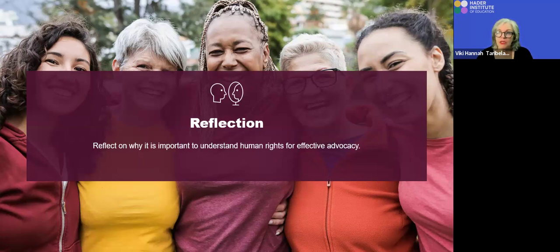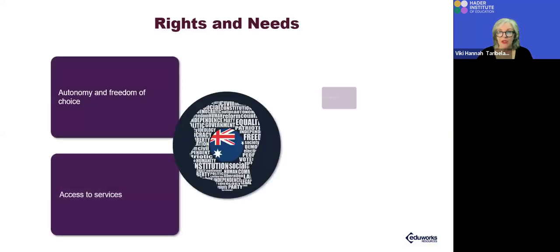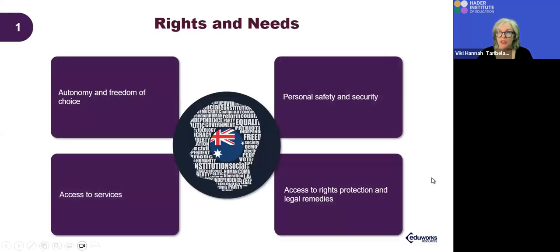So reflect, at this point, on what it is and why it's important to understand someone's rights, and then the effective use of advocacy and what your responsibilities are there, or how do we coach our clients to advocate on their own behalf. So rights and needs are around safety, personal safety and security, accessing services and having those rights, protection and legal remedies, and then the autonomy and freedom to make those choices.